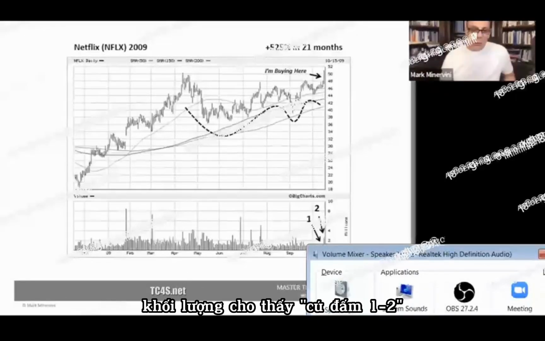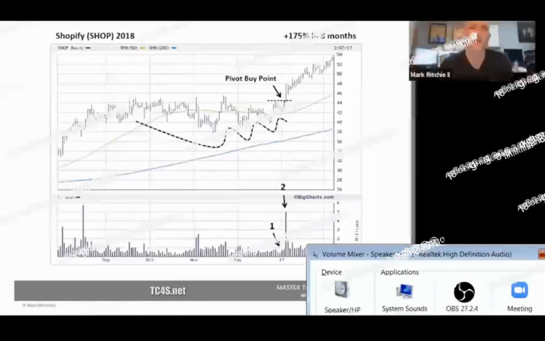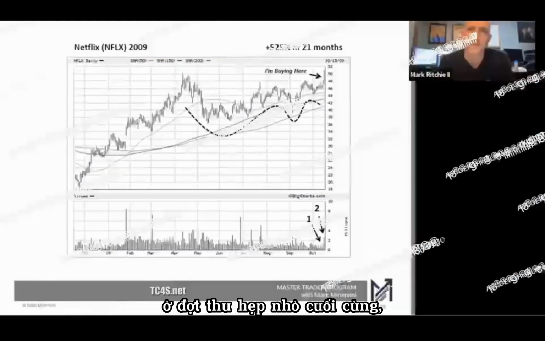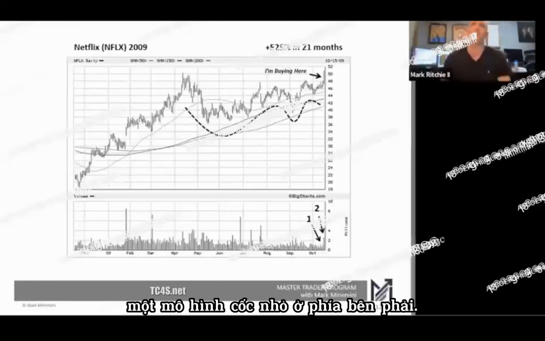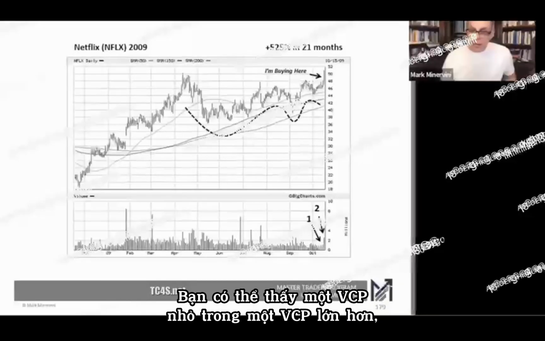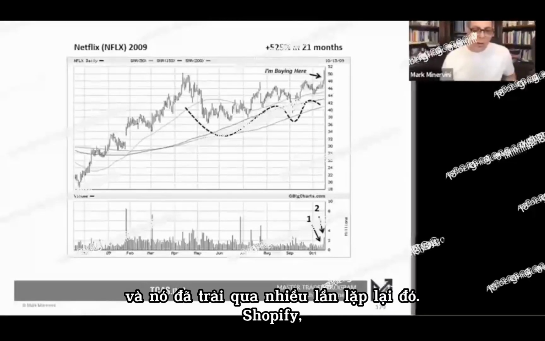Same thing, the 1-2 punch with the volume. Even there, Mark, Netflix had a little bit of fractal on the right side. That last little tightening was a tiny little cup there on the right side. A little VCP on the right side right here. You can see a little mini one within a larger one, and it went through those various iterations.